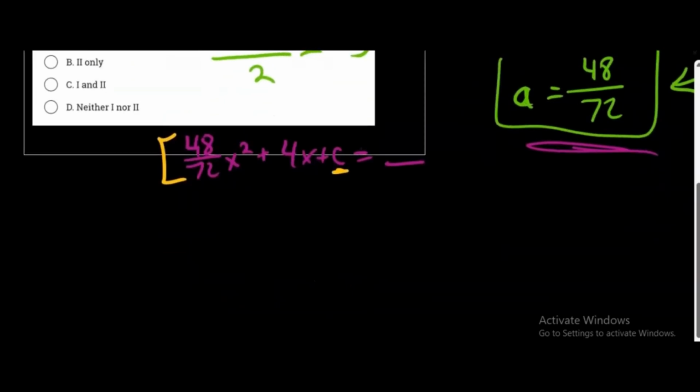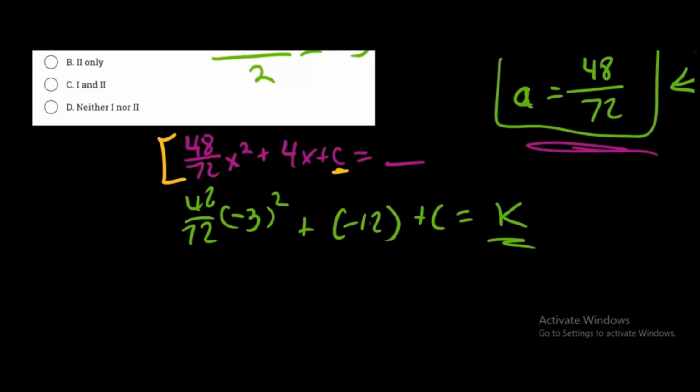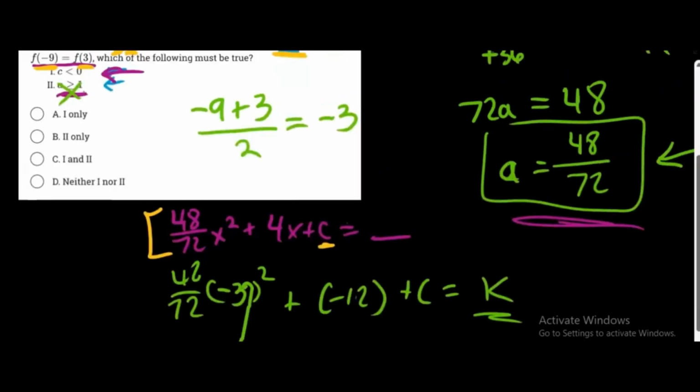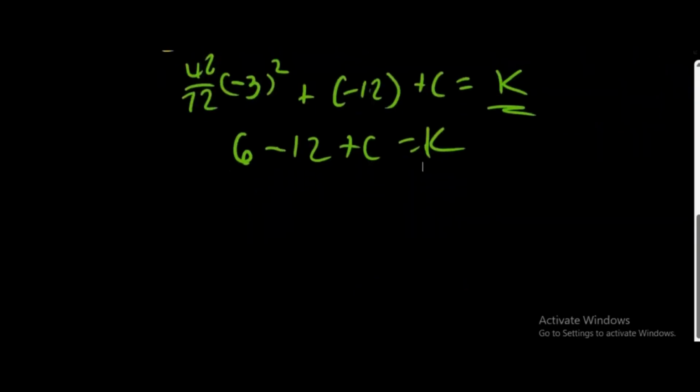So we can plug this -3 into our equation. So we have x squared, so -3 squared times 48 over 72, and then plus 4 times -3 would give us -12, plus c, we don't know what that is, equivalent to k. We know k has to be negative. Let's keep that in mind. So -3 squared is 9 times 48 over 72. That'll give us 6. Oops. That'll give us 6 plus -12, plus c equals k. So this simplifies out to a value of -6 plus c equals k, or c minus 6 equals k.